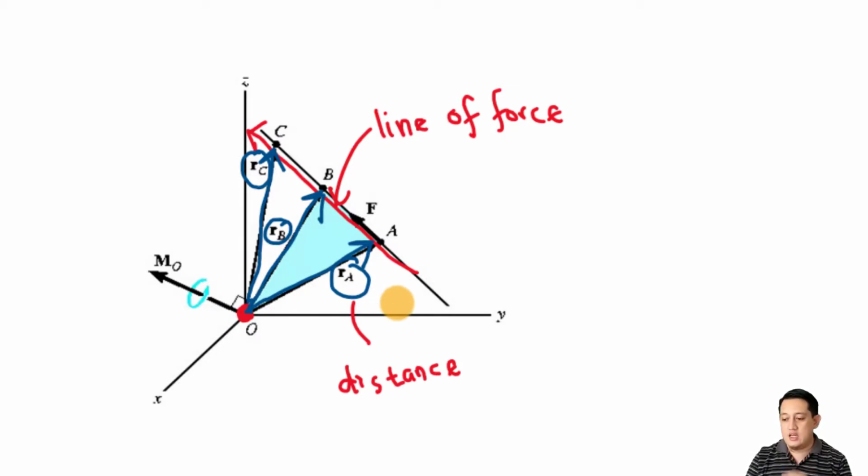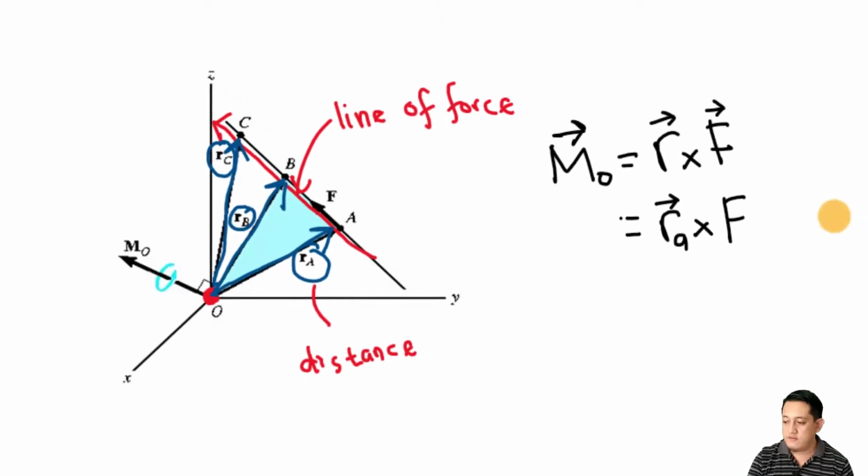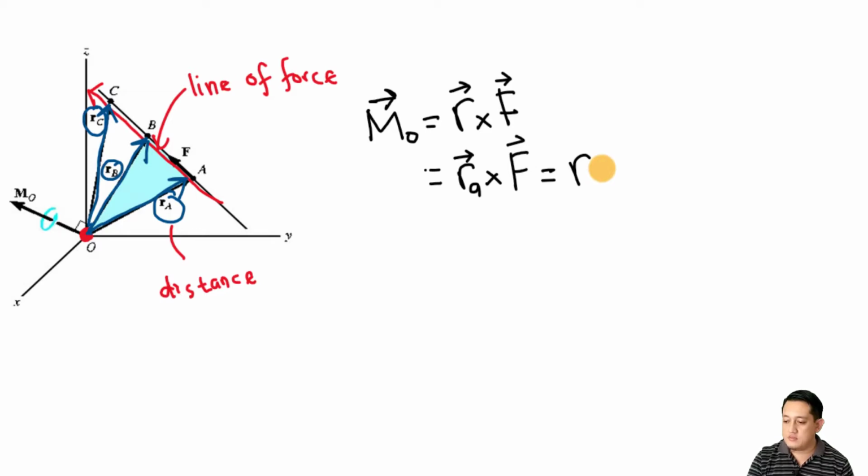So when we want to calculate the moment, which is MO here, to calculate MO in vector, it is R vector cross product with F. We only have one F, but we have three R: RA, RB, and RC. So when I mentioned earlier that we can use any distance to calculate moment, it means that to calculate moment at O, we can use RA cross product with F, which also equals RB cross product with F, and also equals RC cross product with F.